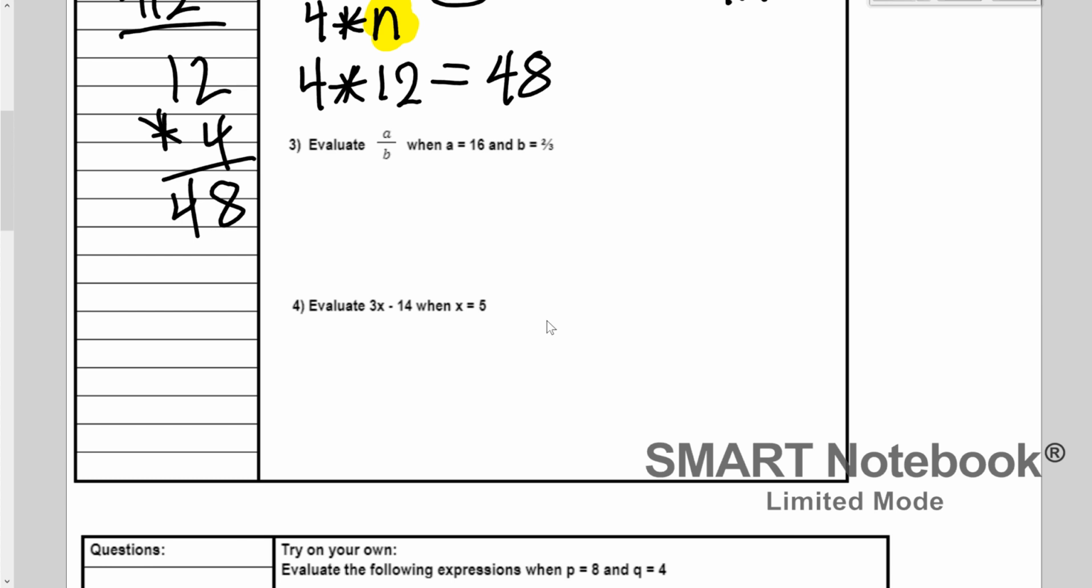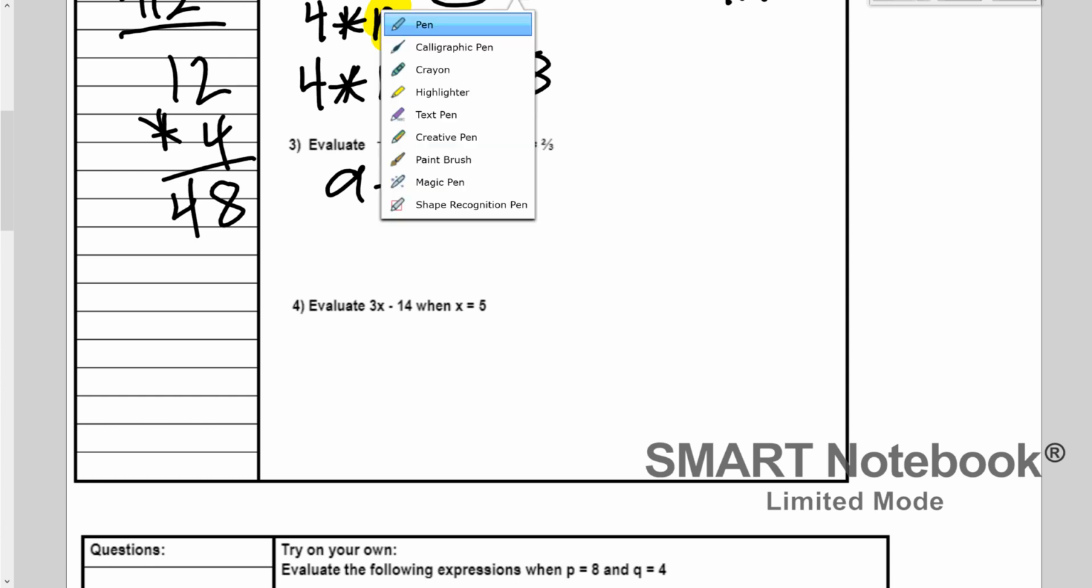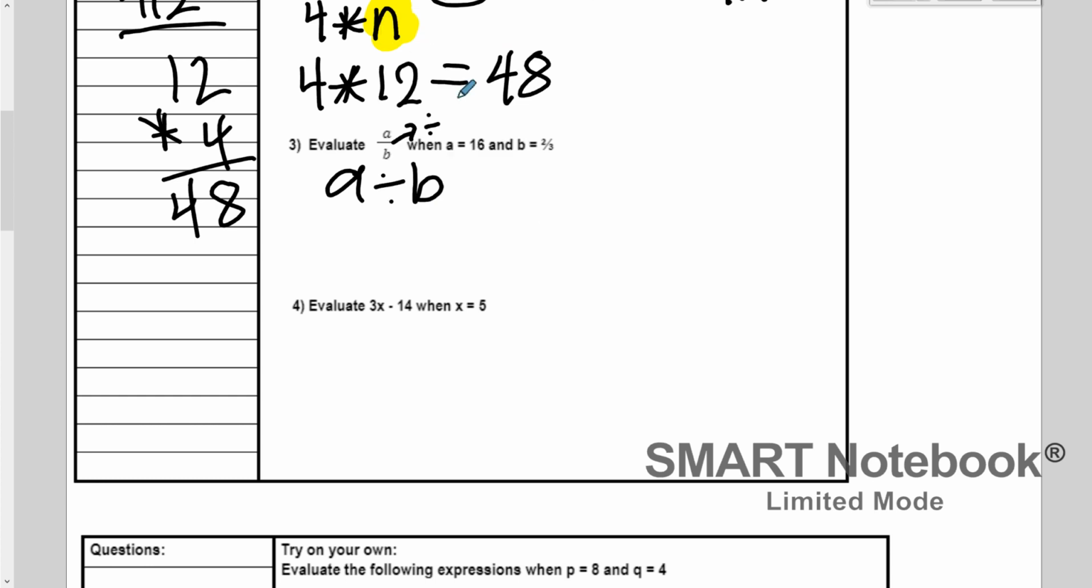Number 3, evaluate A fraction bar B. Remember, a fraction bar means divide. Okay, so when we rewrite this, let's just rewrite it as A divided by B. And here we're going to see we have 2 different numbers to substitute in. We've got A is 16, so we're going to substitute 16 in for the A. And we've got B equals 2/3. So where we've got that B, we're going to put in 2/3.